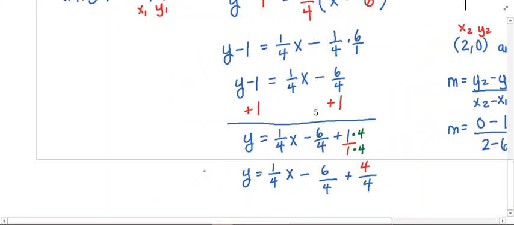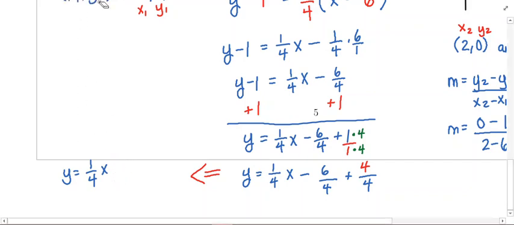So I'm going to finish it this way because I have more room, okay? So we're going to get y equals 1/4 x minus, okay, we're adding fractions with the same denominator, so we're going to retain the denominator of 4, okay? So we're going to get, let's see here.